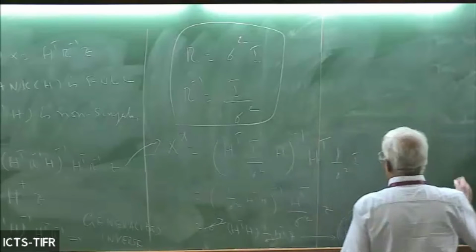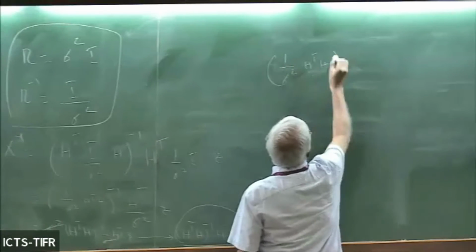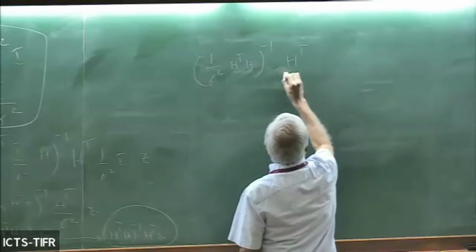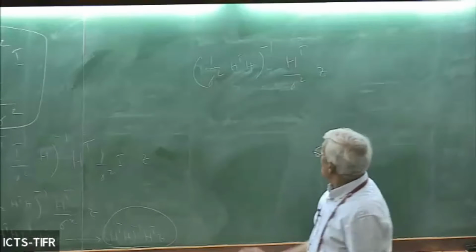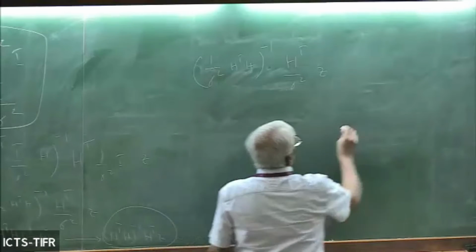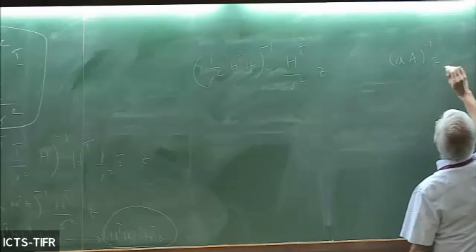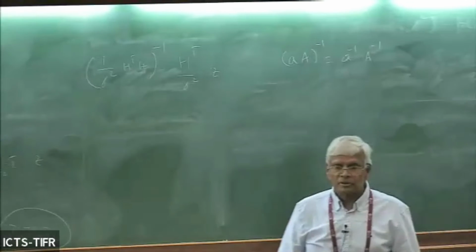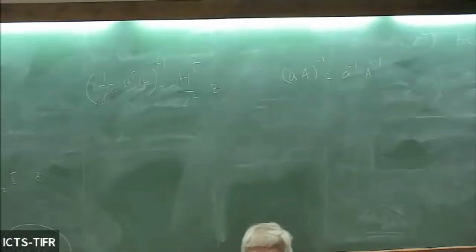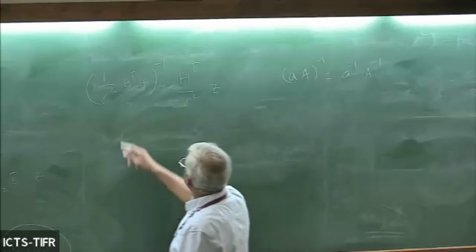Let me write that down once more: 1 over sigma square, H transpose H inverse, H transpose by sigma square Z. Are you with me? Okay. So A times A inverse is equal to A inverse, where A is a constant. Are you with me? Yes. That's right. And that's exactly what I'm using.